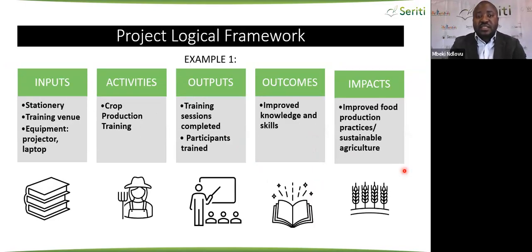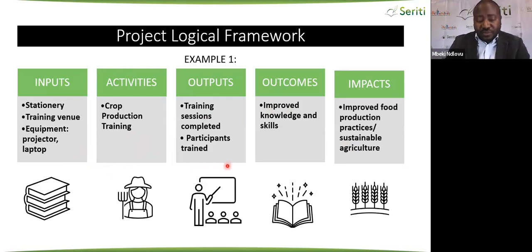in our project. So I have an example here, which also draws from the theory of change, which I was showing before. On example 1 here, this is about training, how the training processes cascade. So you'll see that for training to happen, you're going to need inputs such as stationery, you need a venue, you need a projector or a laptop, and then you actually do the training, which is crop production. This will be an activity.